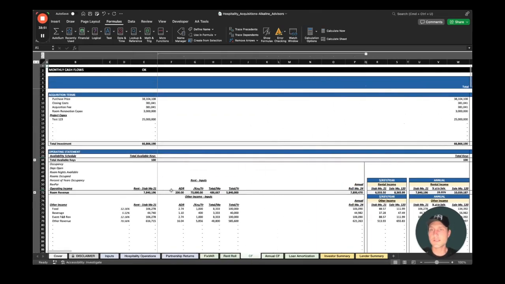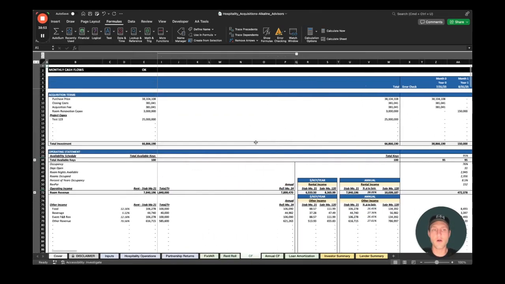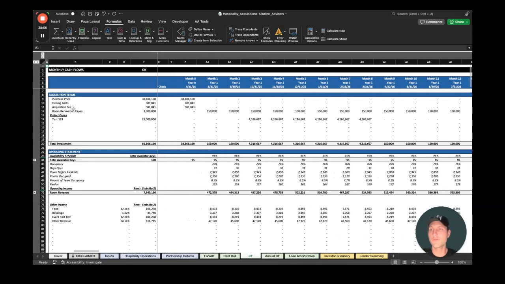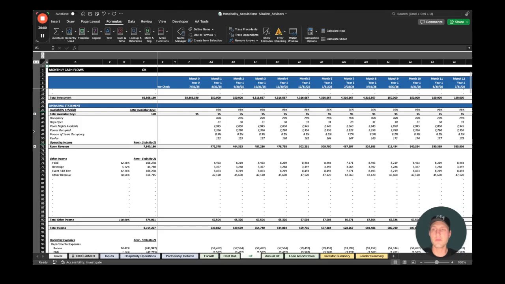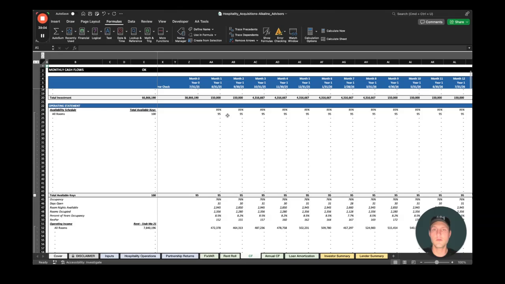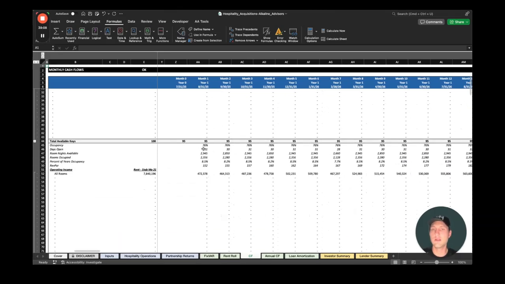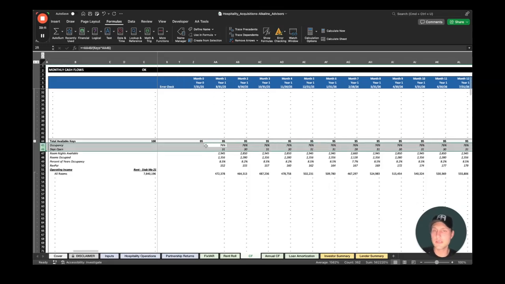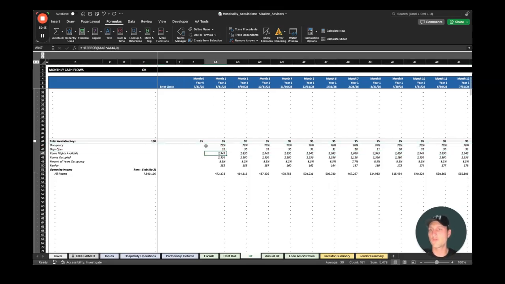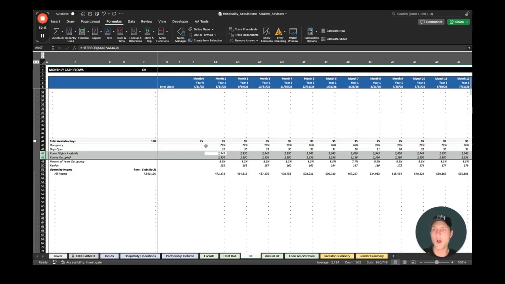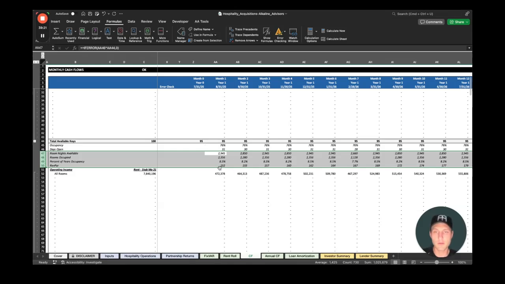Cash flow, this is the DCF. This is where all of the cash flows are housed. You'll see we've got the acquisition section up top. Underneath that, we have the operating statement. And if we click to expand, you can see the total keys available, and then we've actually outlined the occupancy and the days open, the room nights available, the rooms occupied, the percent of years occupied, and then the RevPAR down below.